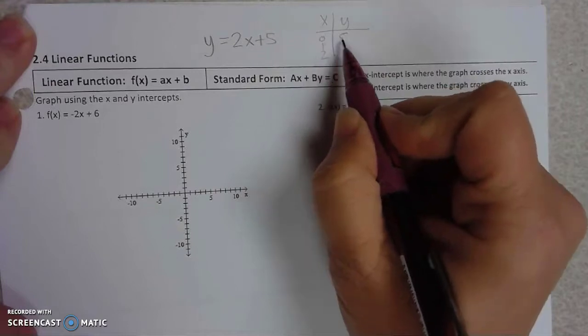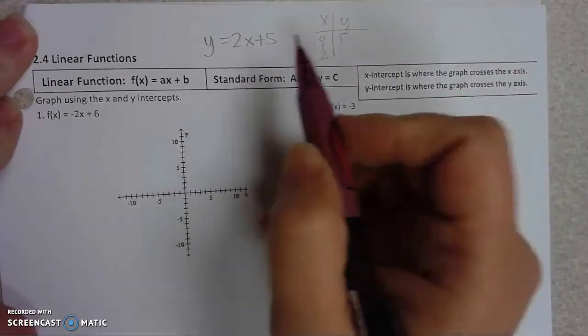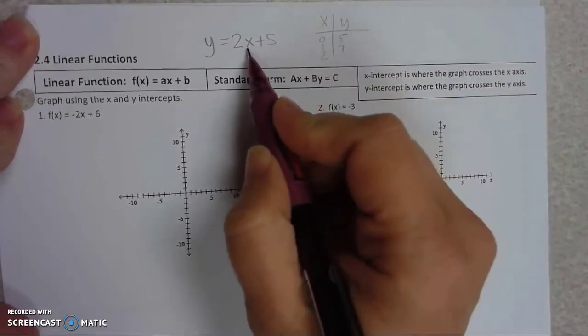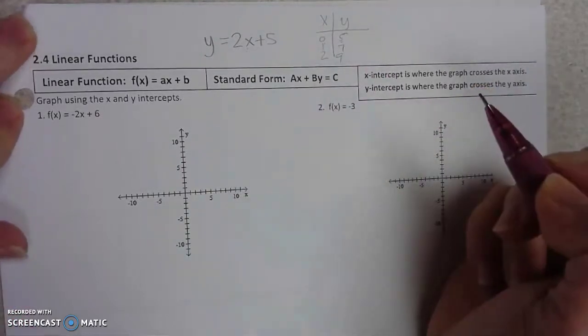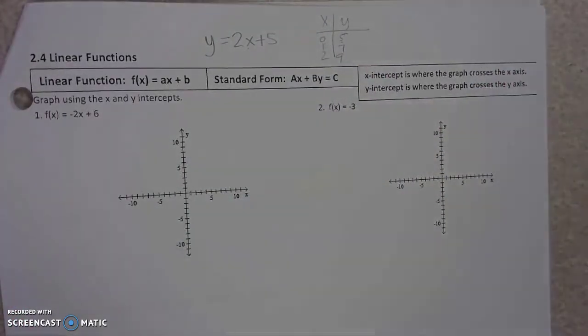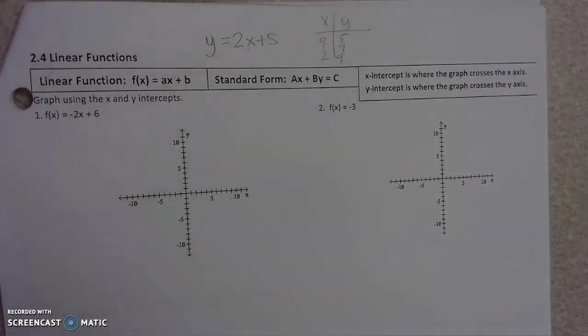So if I fill in 0, I get 5. If I fill in 1 for x, I get 7. And if I fill in 2 for x, I get 9. Okay, and so that's a way we can find solutions to these equations and also to graph them.